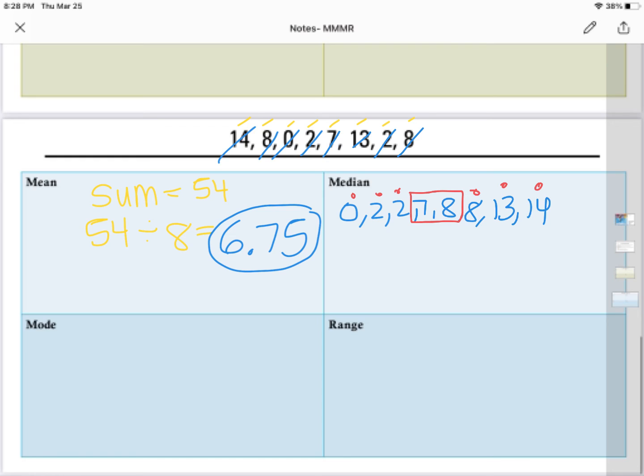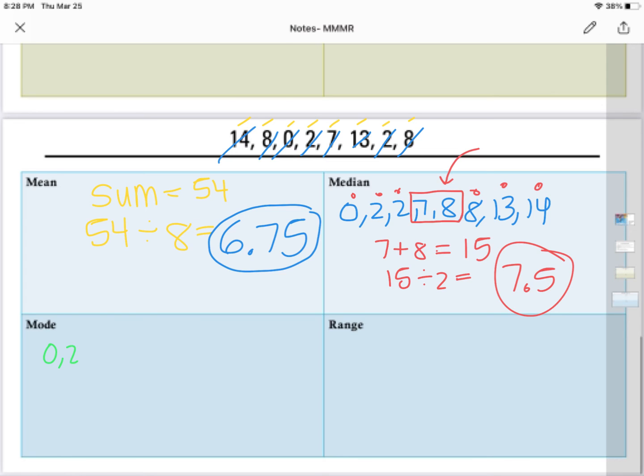So what I do now if I have 2 in the middle is I take those 2 numbers and I add them. And that would give me 15. And then I do 15 divided by 2. So I'm finding the average of those 2 numbers. And that's going to give me my median, which is 7.5. And if you think about it, that makes sense. 7.5 is in the middle of 7 and 8 exactly. That's why it's 7.5. All right, now let's look at mode, so the one that occurs the most.